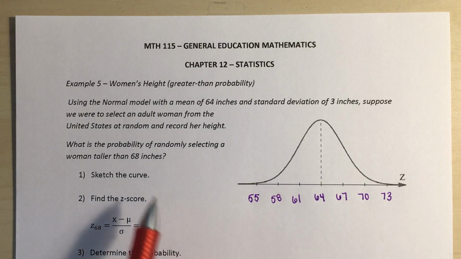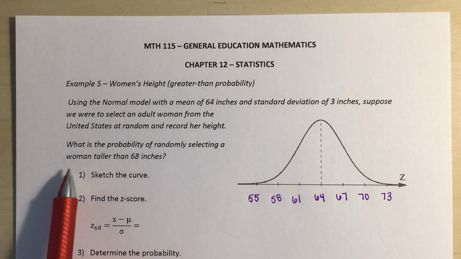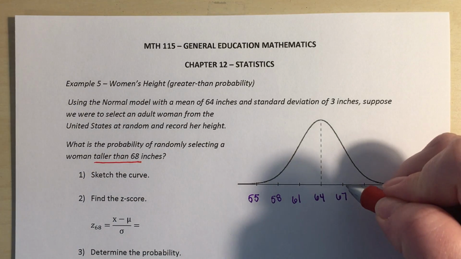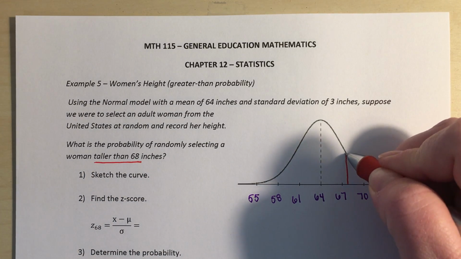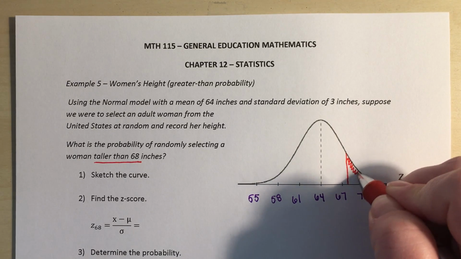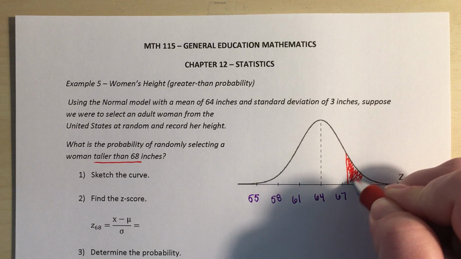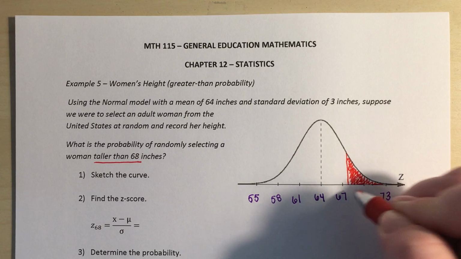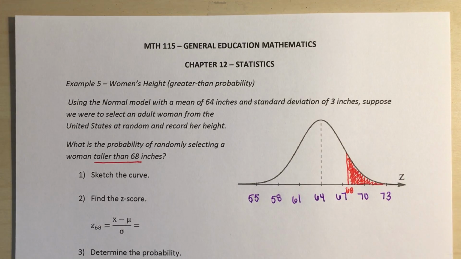Now this question asks, what is the probability of randomly selecting a woman taller than 68 inches? So 68 would be somewhere right around here. Taller than means we're going to shade our area to the right. Shorter than would be to the left. Taller than is going to be to the right. Okay, so now we need to find our z-score.